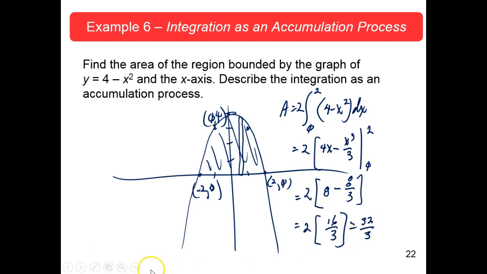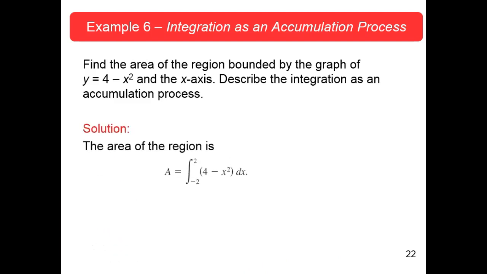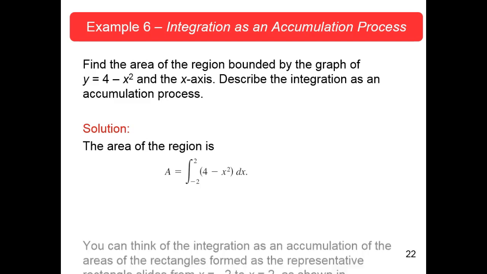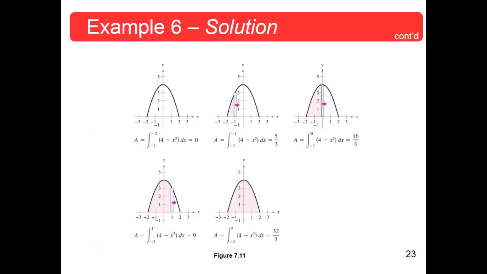Oh, wait. Let's go back and see how they did it. Yeah, exactly. So the area is that. They went straight to that, and they did the minus 2 to 2. And you can think of the integration as accumulation of the rectangles, which of course is what we were doing with negative 2 to 2, as shown in this figure. So sure enough, we're going to add all these little rectangles. That's what the integral sign does. It sums them up for you.